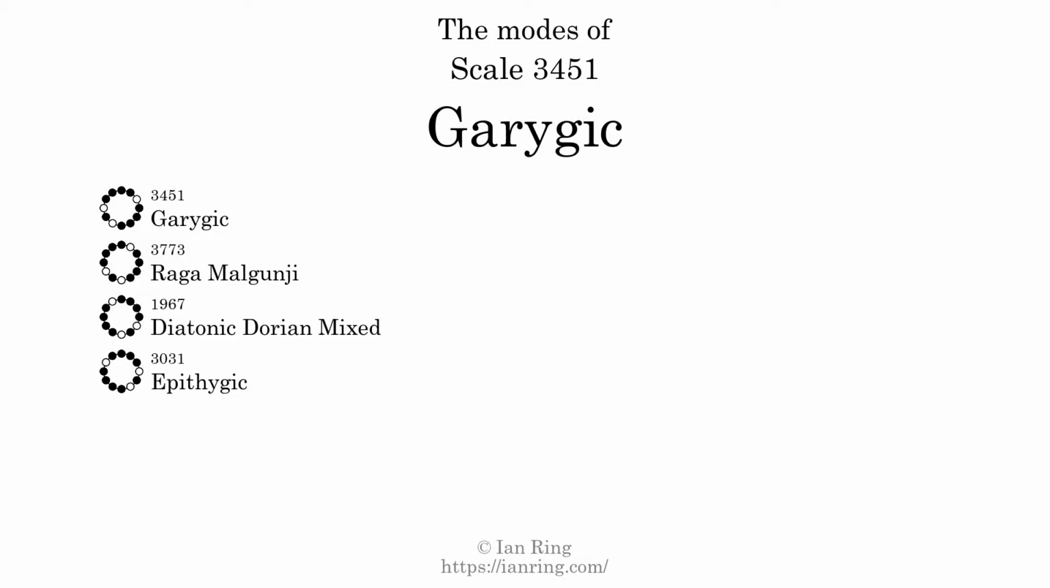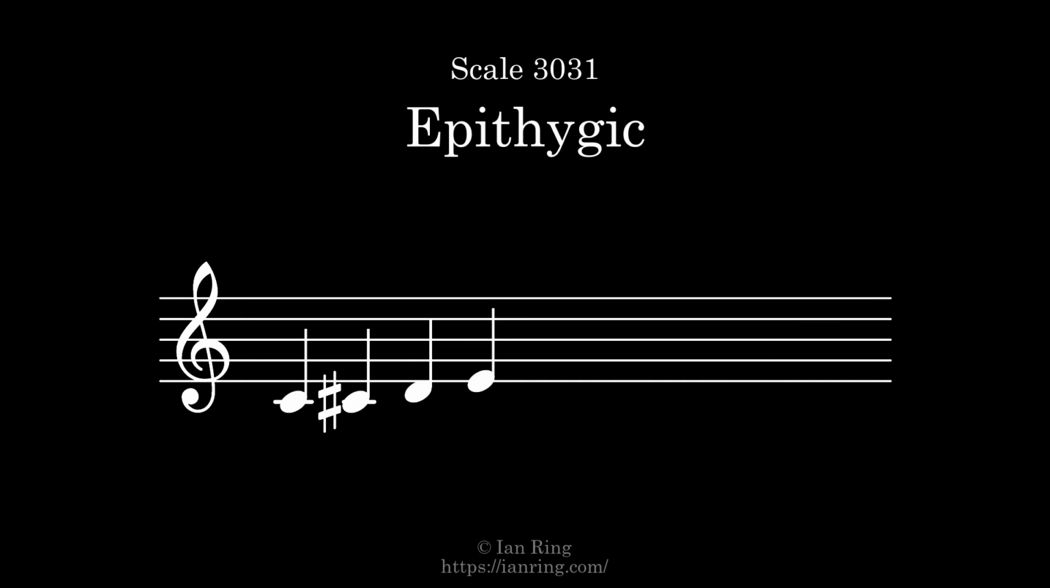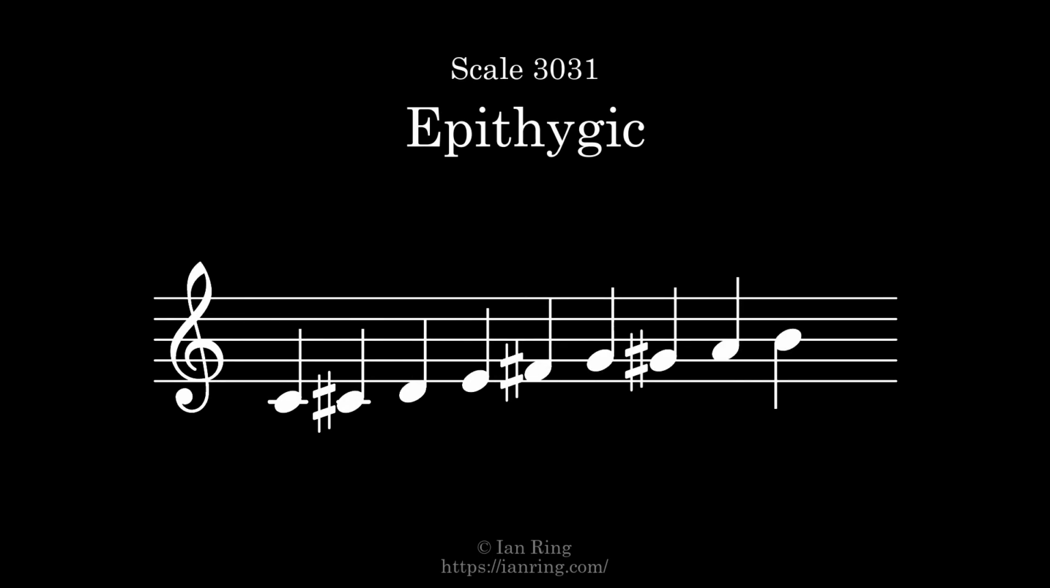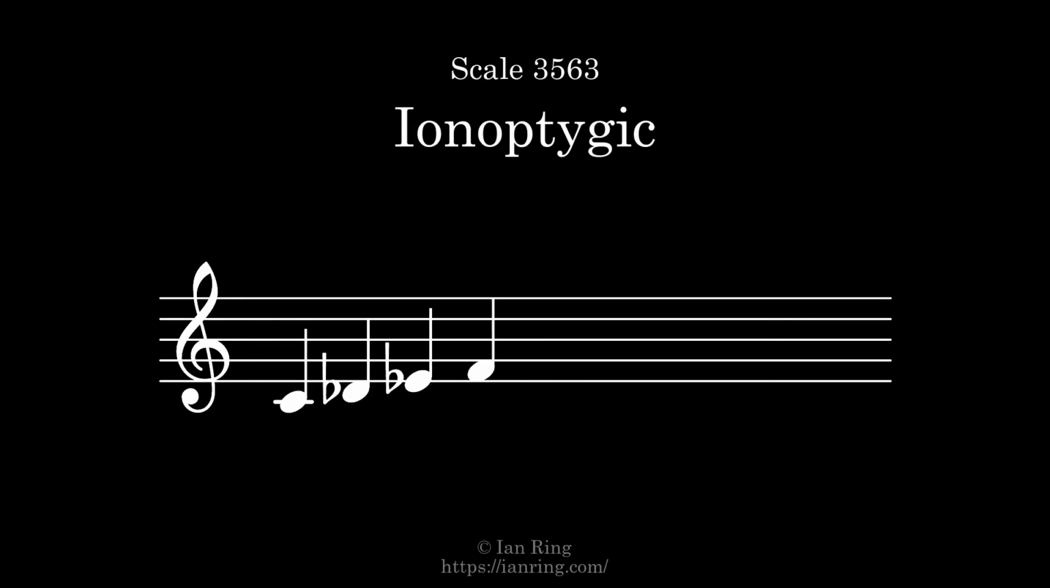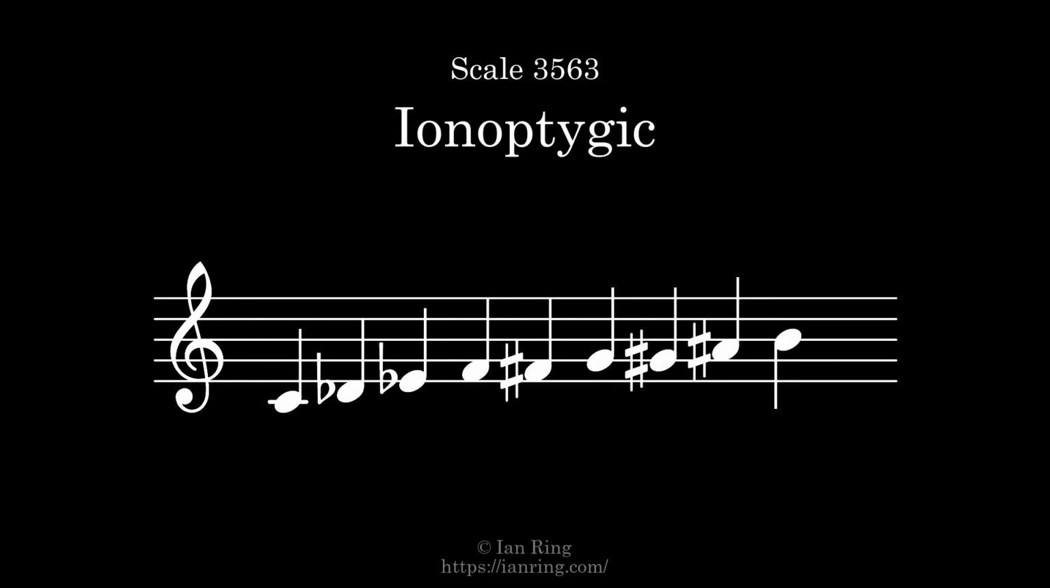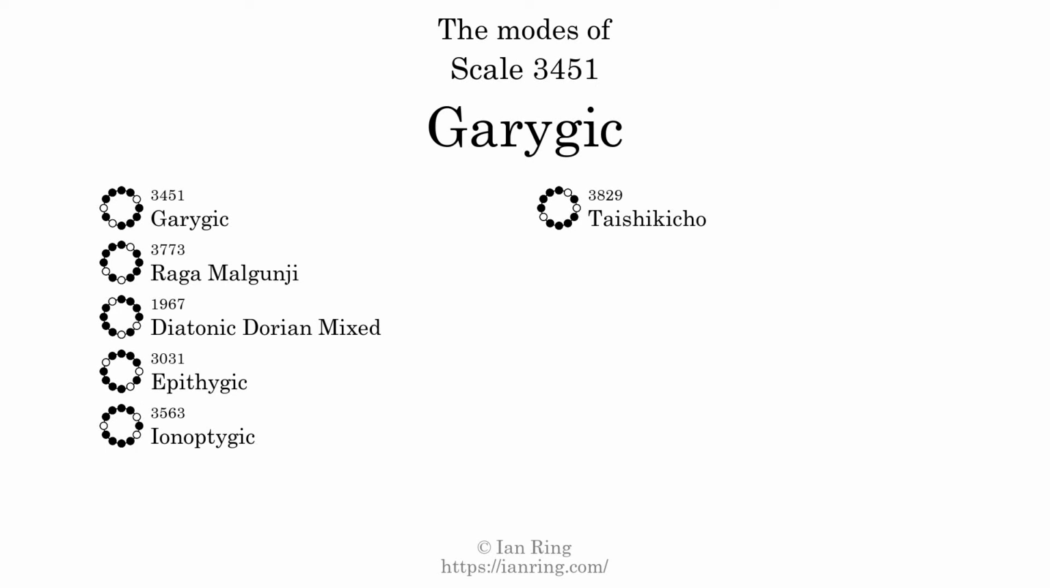The fourth mode is scale 3031, also known as epithagic. It sounds like this. The fifth mode is scale 3563, also known as anoptagic. It sounds like this. The sixth mode is scale 3829, also known as Teishikacho. It sounds like this.